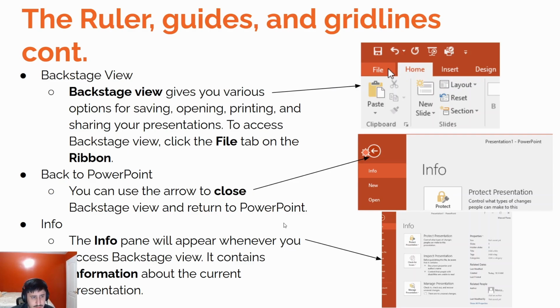So let's discuss this, and then I'll show you everything there. We can go back to PowerPoint with this button. By clicking this arrow, we can close our Backstage view and come back to PowerPoint. And Backstage view is, I think, one of the only tabs on the ribbon that takes you to another page. So that's a little bit of trivia for you should you need it.